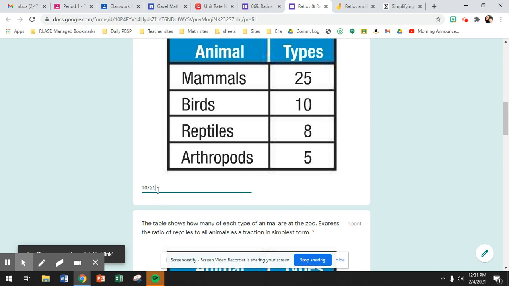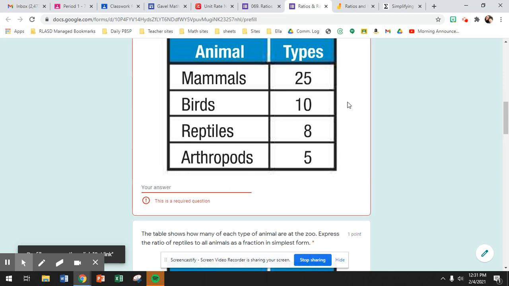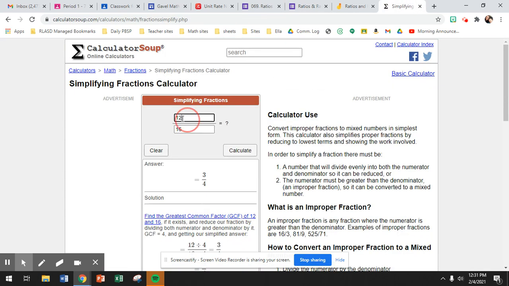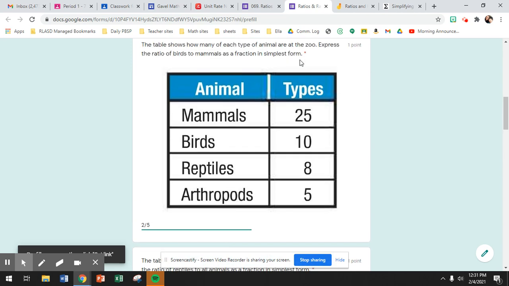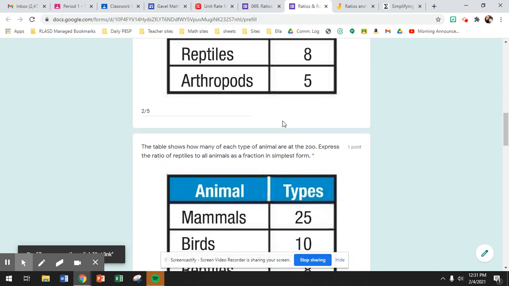So I would do 10 ABC 25 equals 2/5. So there's 2 birds for every 5 mammals. And it's important that we look at what we're comparing. We're comparing a ratio of birds to mammals. So birds comes first and mammals comes next.